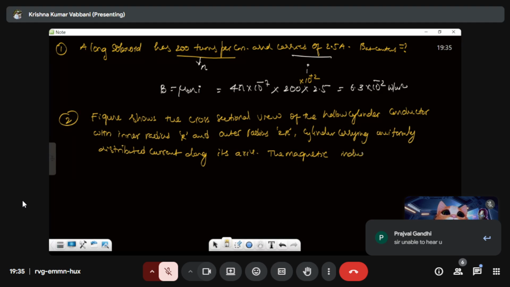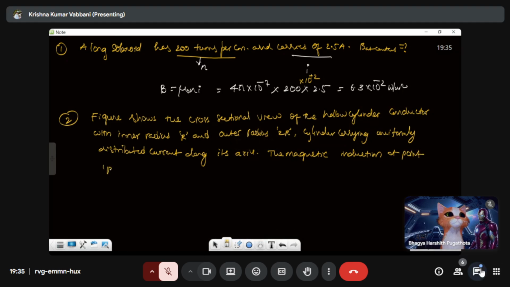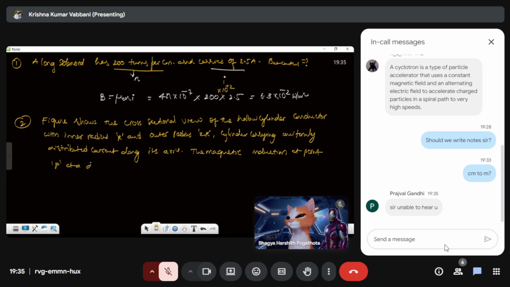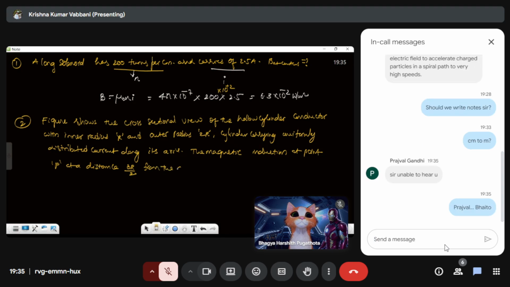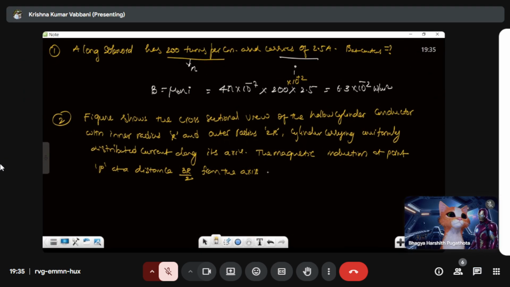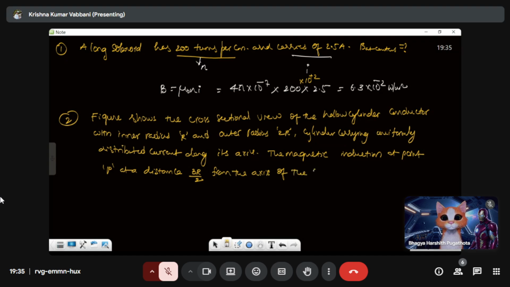The magnetic induction at a point P at a distance 3R by 2 from the axis of the cylinder will be.